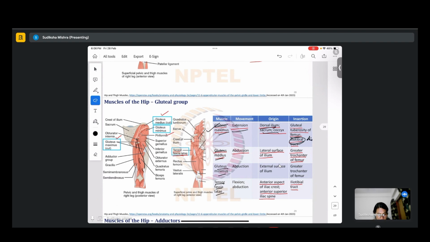Then comes the gluteus medius muscle, which is responsible for abduction. Abduction, remember, means taking away. Extension is increasing the angle. Flexion is decreasing the angle between two parts. Okay, just a recap. So the gluteus medius is responsible for the abduction of the hip joint. The origin is in the lateral surface of the ilium, and again it inserts into the femur.